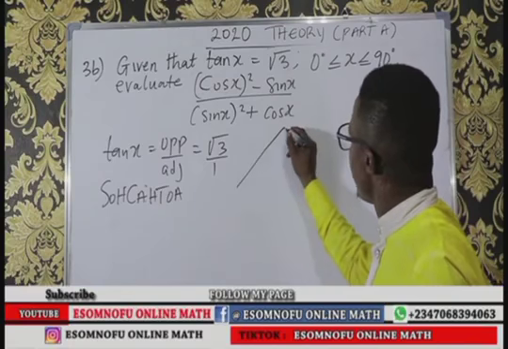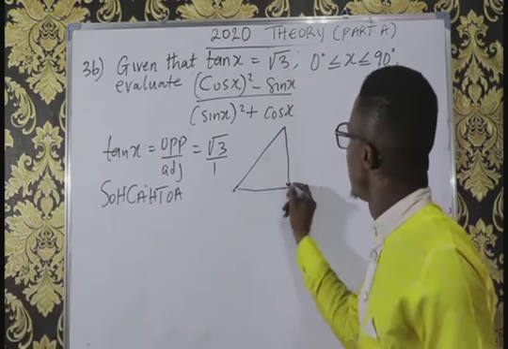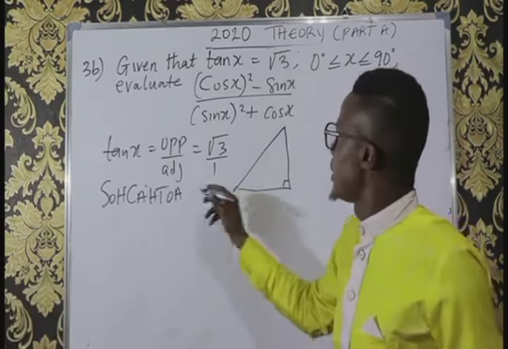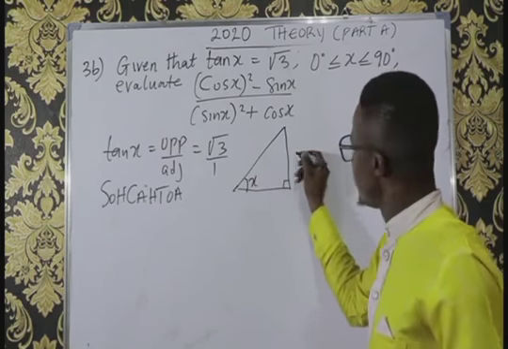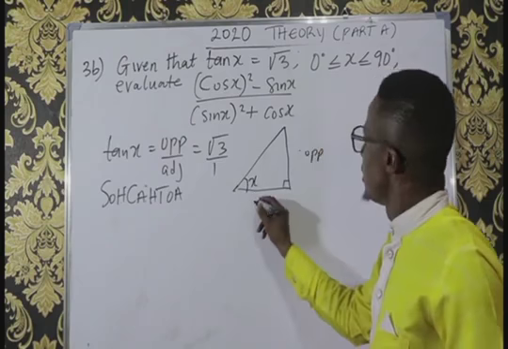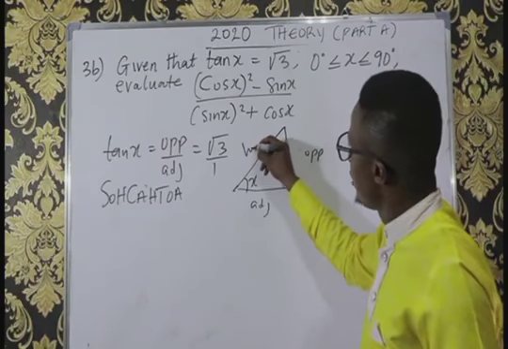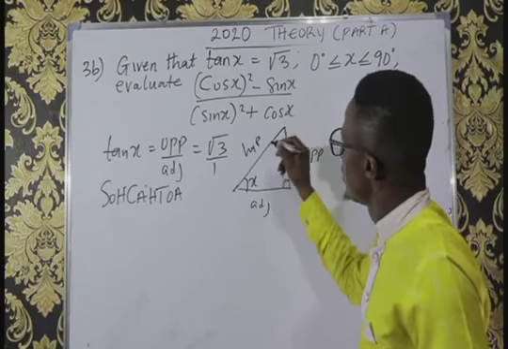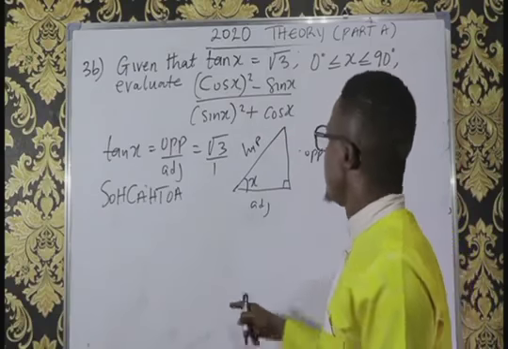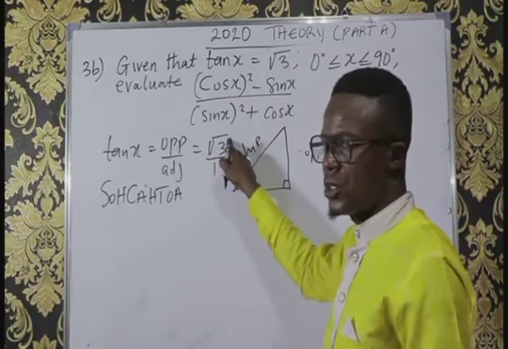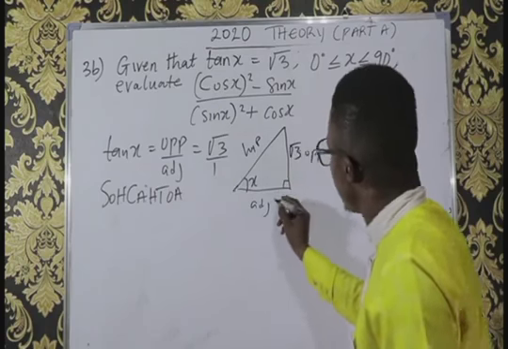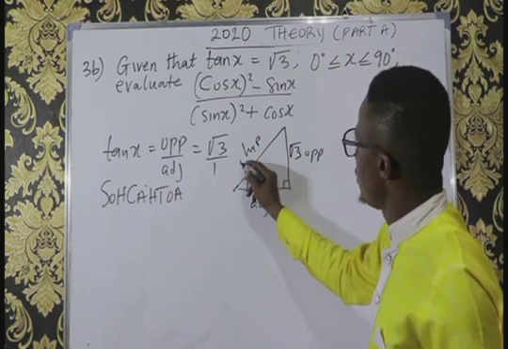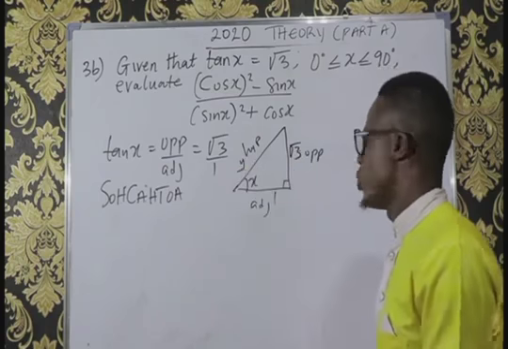If I have a right angle triangle like this, and my angle x is here, for instance. Remember, the side facing the angle is the opposite. So here is opposite, here is adjacent, while the longest side is hypotenuse. So my opposite is now √3. Adjacent is 1, so here is 1. But I don't know the hypotenuse. I can call it y.